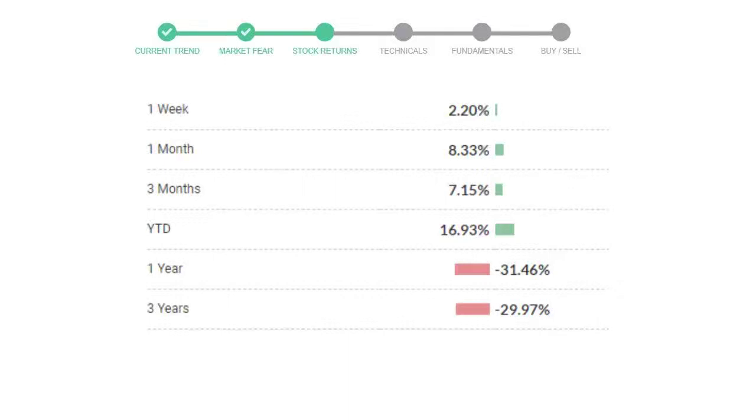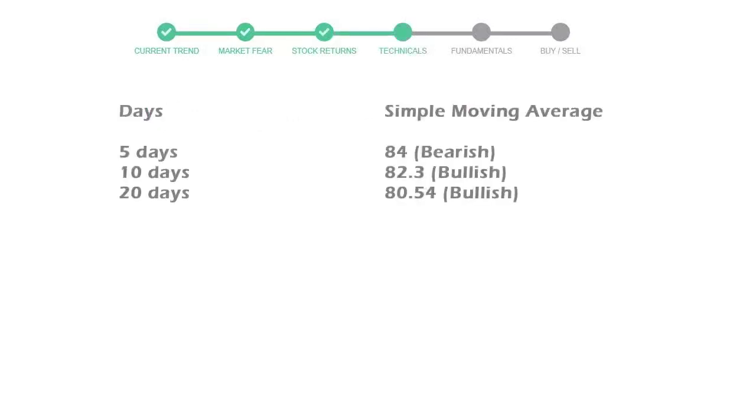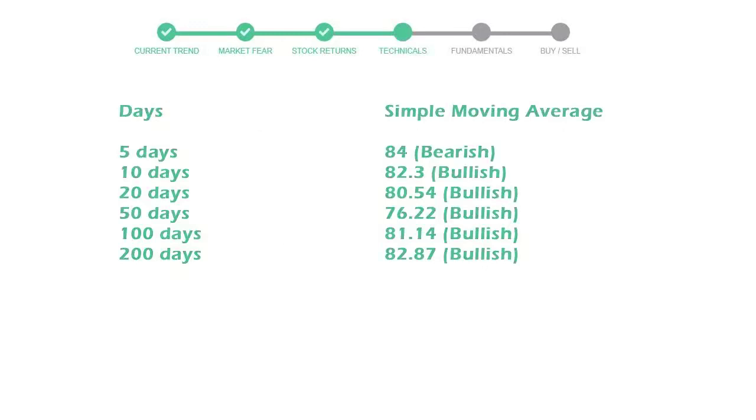Now let's have a look at simple moving average data. Moving average indicates what could be the next footprint of the stock price in the near future. The 5-day average is 84 with a bearish indication. The 10-day is 82 with a bullish indication. The 20-day average is 80, which is a bullish signal.